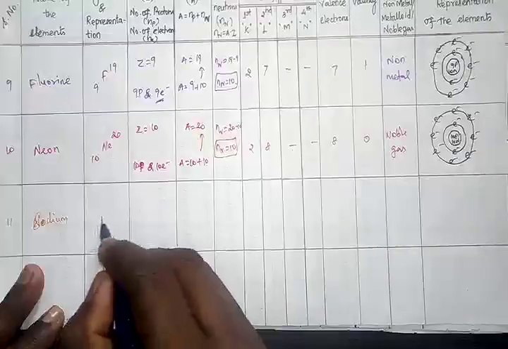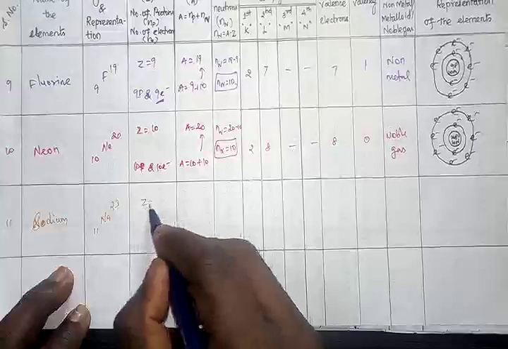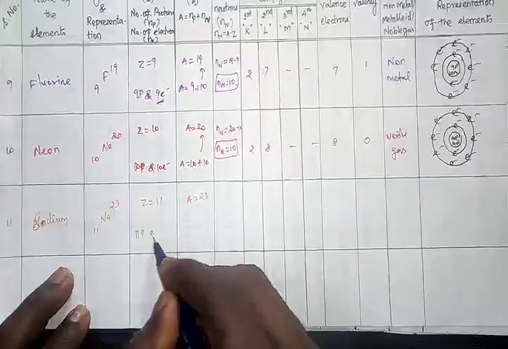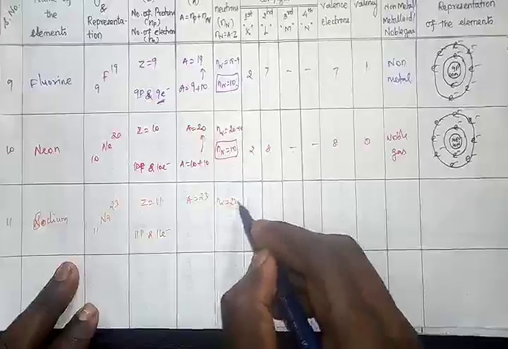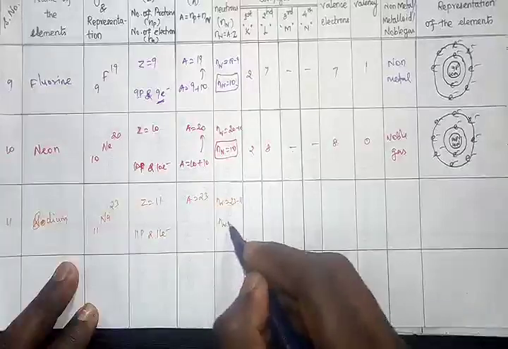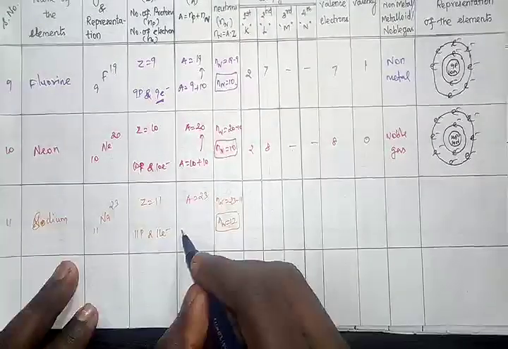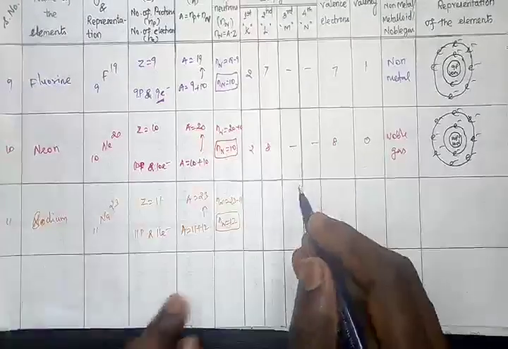If you represent sodium-23, Z is 11, A is 23. It has 11 protons and 11 electrons. Number of neutrons, if we calculate 23 minus 11, the number of neutrons is 12. So mass number A is equal to 11 plus 12, the answer is 23.